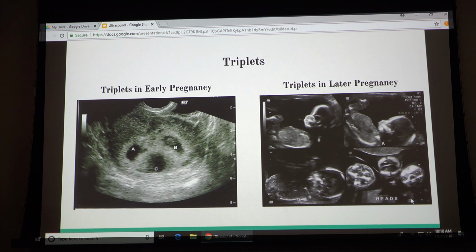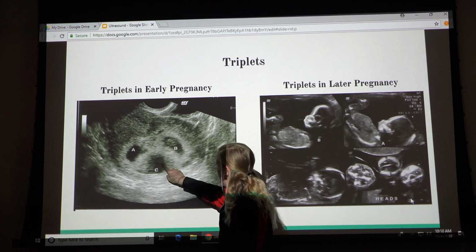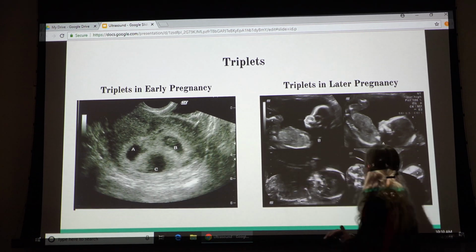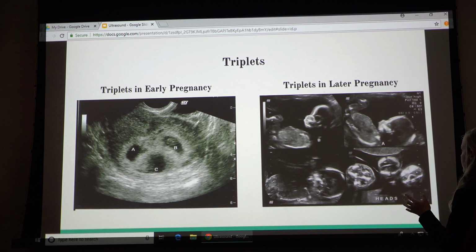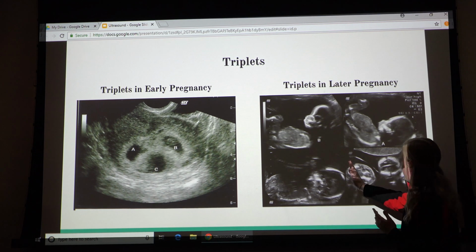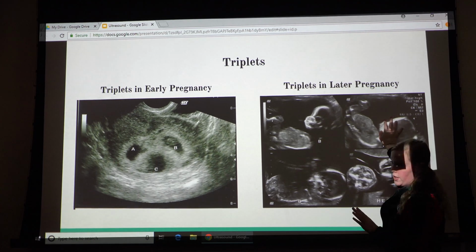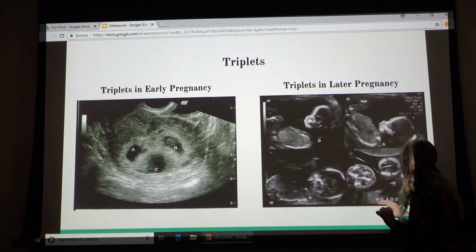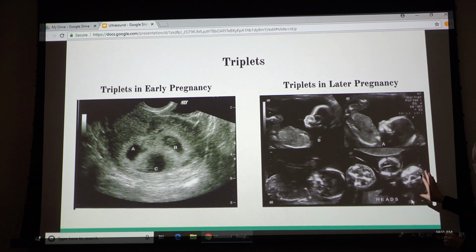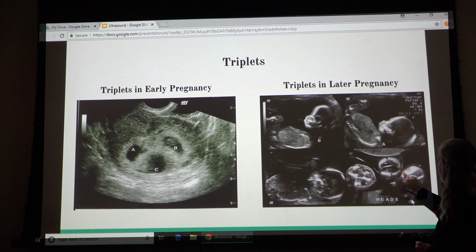And next is triplets. So here's triplets in early pregnancy, again with the three gestational sacs. And then here, this photo is divided into quadrants. When you're doing an ultrasound, you can't get side profiles of all the babies once they reach a certain size. So this quadrant is baby 1, baby 2, baby 3, just from different views because they moved the transducer. And in this bottom one, they did get a view of all the babies' heads, as you can see outlined here.